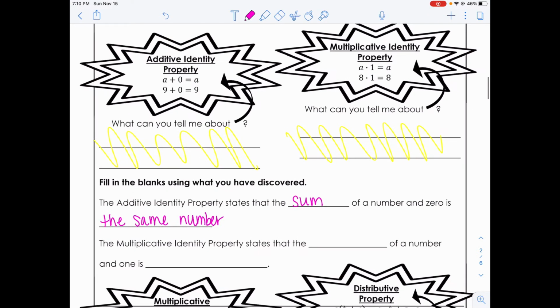The multiplicative identity property states that the product, which is the answer to a multiplication problem, of a number and 1 is the same number. So once again, for multiplication, it does not matter what the number is. If I multiply it by 1, it is just the same number that I started with. So if I take 856 times 1, still 856.